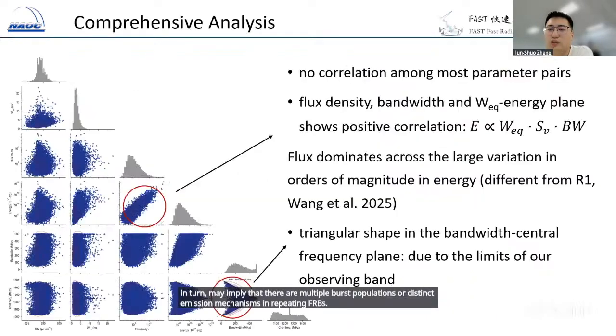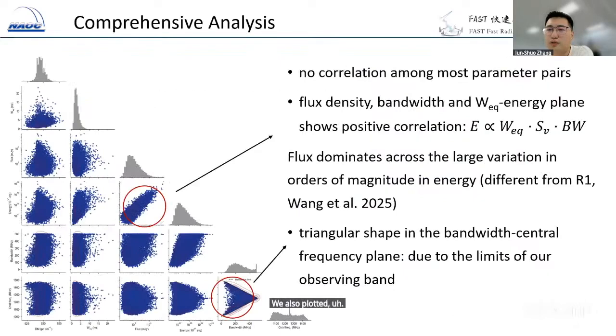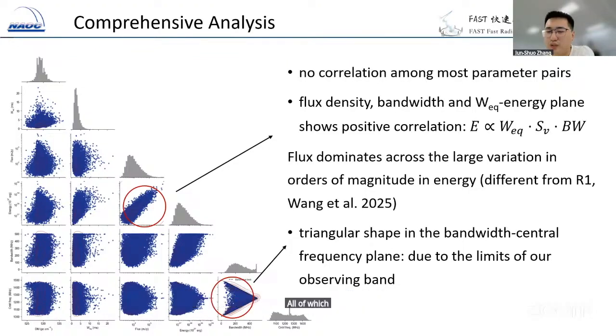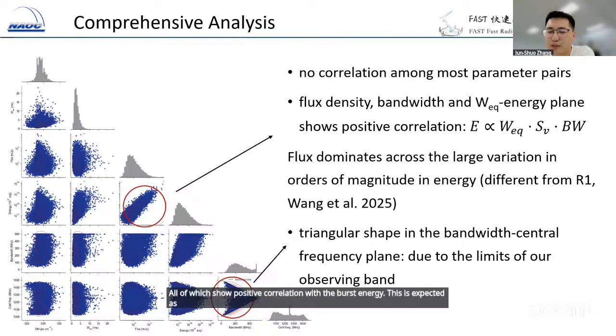We also plotted the corner plot between observational parameter pairs, but no correlation was found except flux density, bandwidth, and pulse width, all of which show positive correlation with the burst energy. This is expected, as energy is derived from these parameters, so they are naturally coupled.